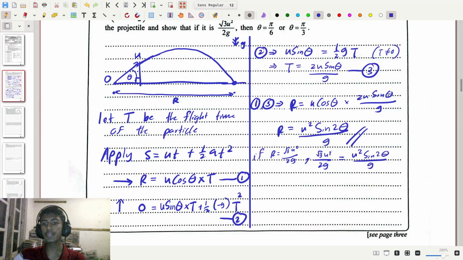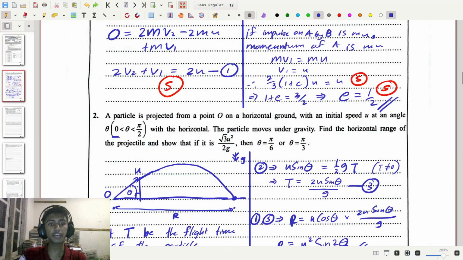Now we can see if we divide both sides by u squared and g, we're going to be left with sin 2 theta equals square root of 3 over 2. So we get sin 2 theta equals square root of 3 over 2, which is also equal to the sine of pi by 3. Now considering this, of course, there are an infinite number of solutions for sin 2 theta, since sine of any angle is a periodic function.